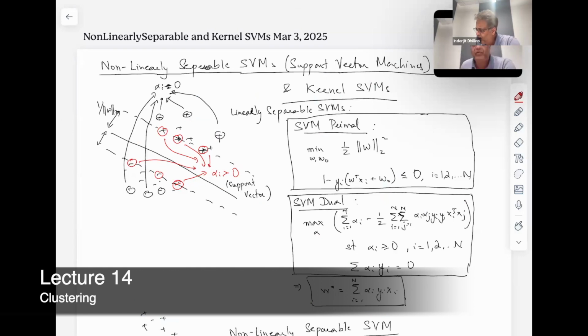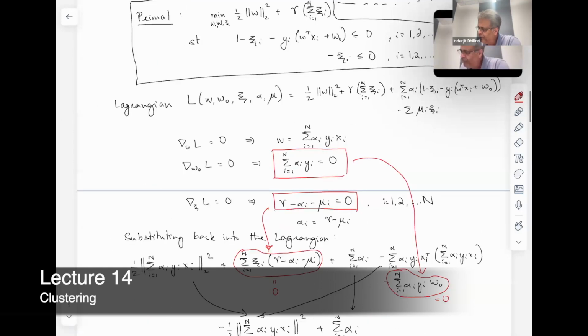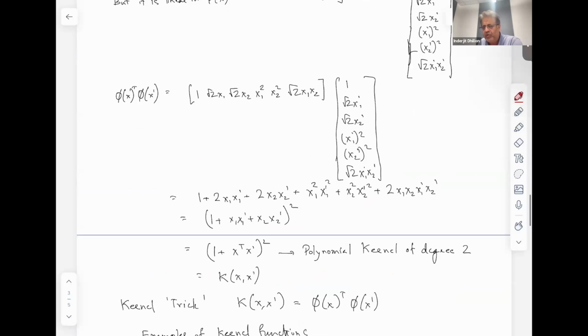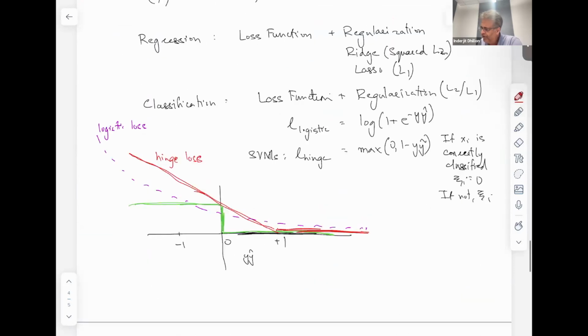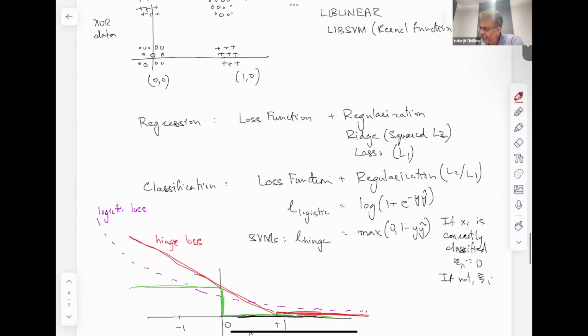So I just wanted to talk about something which is important for you all to realize. In regression, we saw clearly that there's the loss function, which is the squared loss, and then we talked about ridge regularization, which is squared L2, and also lasso, which is L1 regularization. So that part is very clear, right? That's what happens in regression.